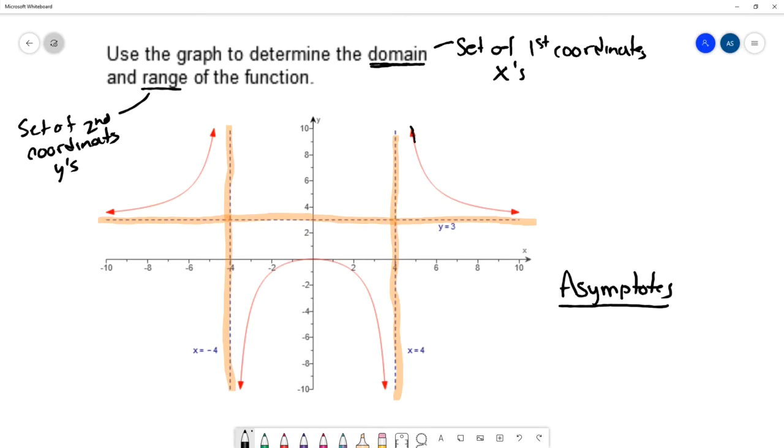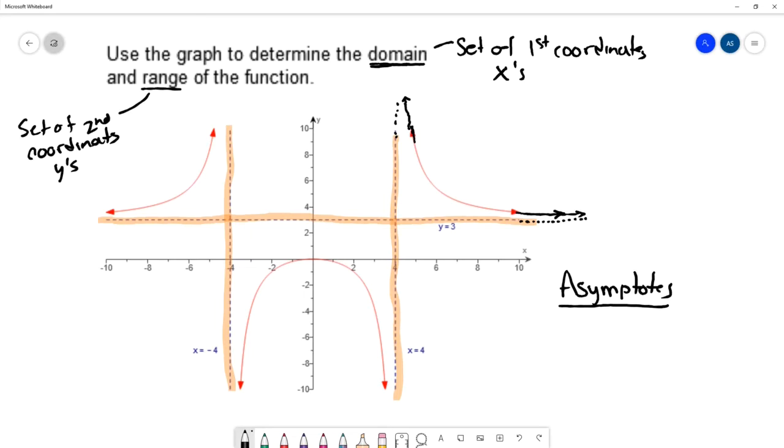So for instance, this curve is getting closer and closer to this vertical line without ever reaching it. So it gets closer and closer and closer without reaching it. This line is getting closer and closer and closer to this horizontal line without ever reaching it. So those are like fences, and your line is not going to cross the fence.